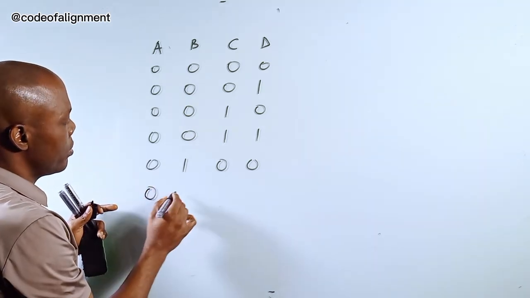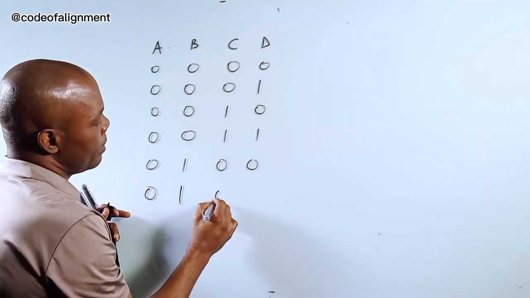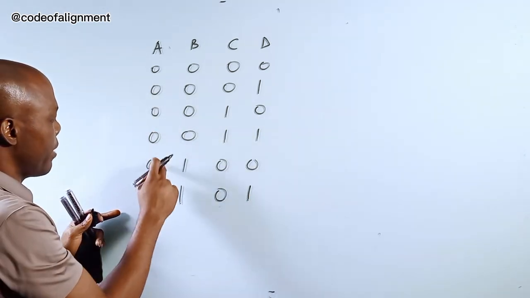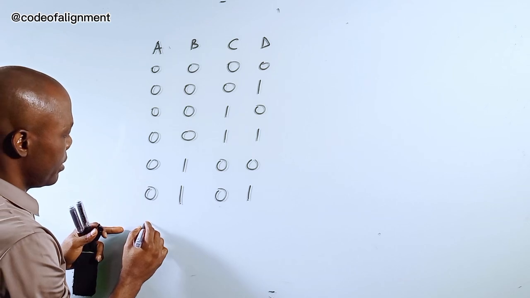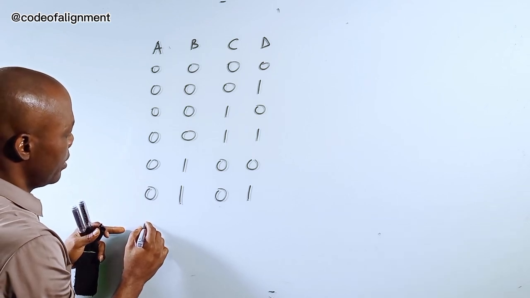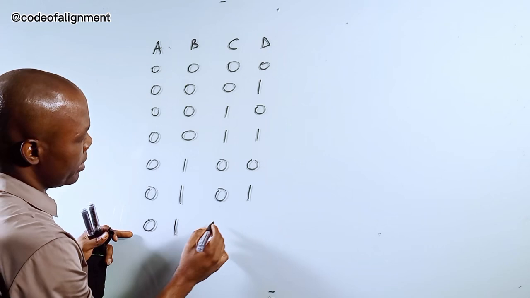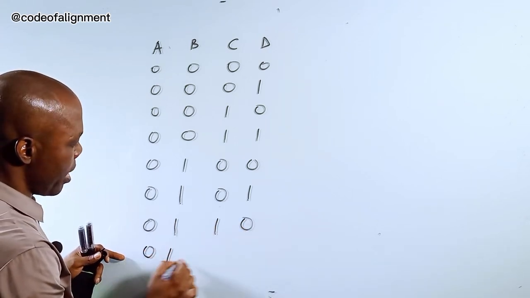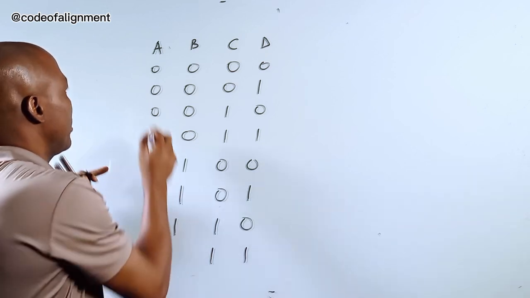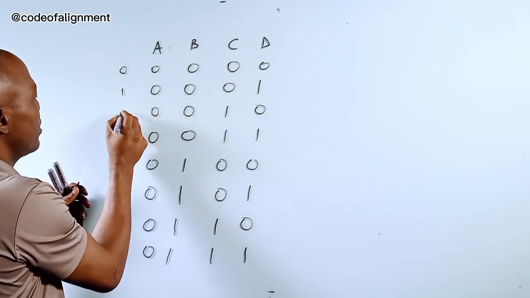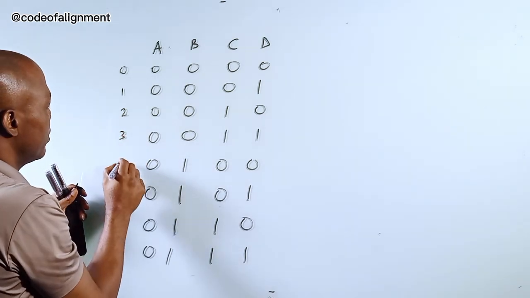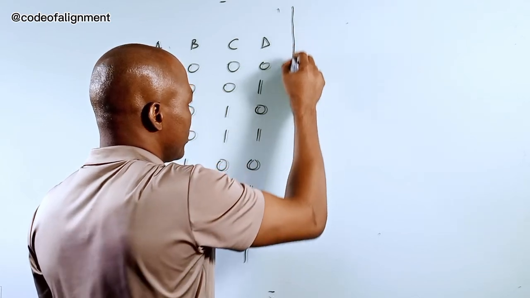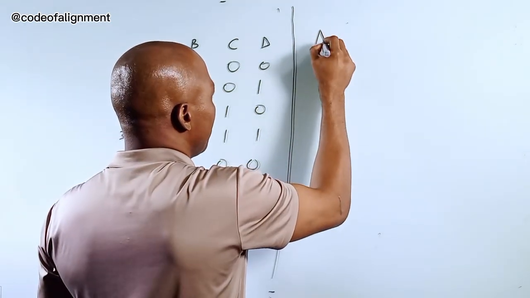So this will be 0, 1, 0, 1. See the pattern? 1, 2, 3, 4, 5, 6. So I have 0, 1, 1, 0. Then 0, 1, 1, 1. So let's stop. This is 0, this is 1, this is 2, this is 3, this is 4, 5, 6, 7. So let's bring 8 to this side. We still have the same pattern again.